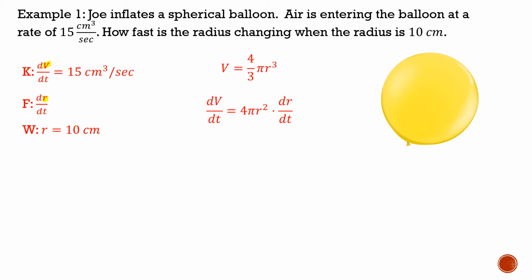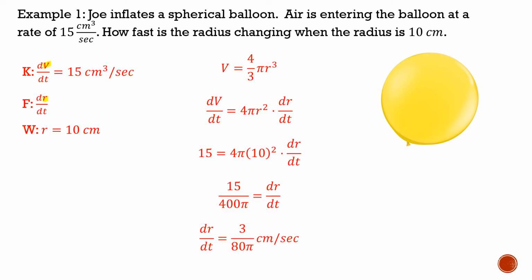So when I take the derivative, dV/dt equals 4 pi r squared dr/dt. That was just a basic derivative; the only variable on the right-hand side was radius, so that's the only thing I had to differentiate. Now I'm going to plug in my know and my when: 15 for dV/dt and 10 for r. Simplifying to solve for dr/dt, I get dr/dt equals 15 over 400 pi, which reduces to 3 over 80 pi centimeters per second.